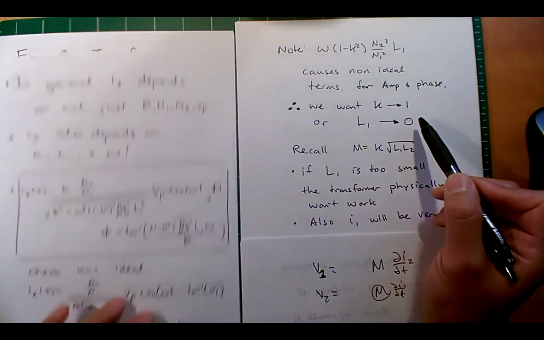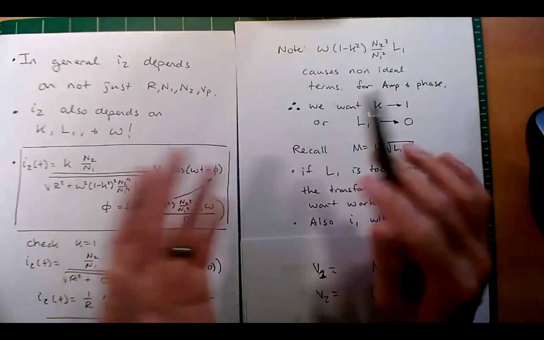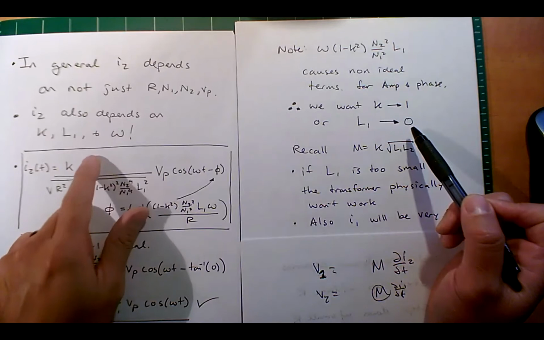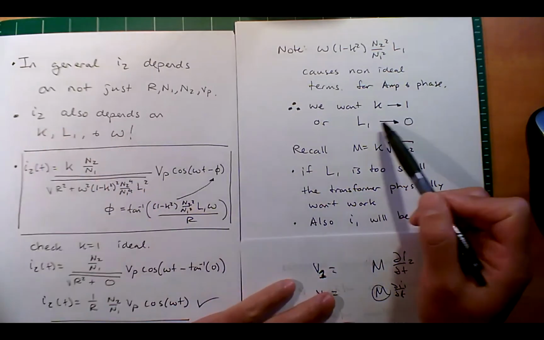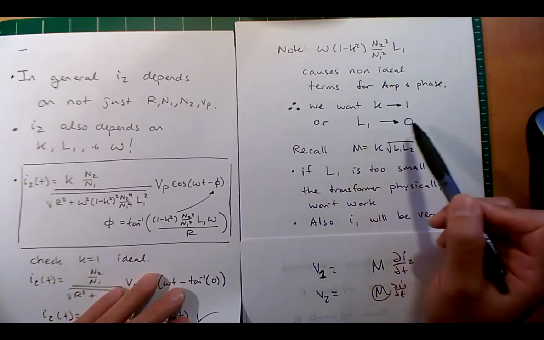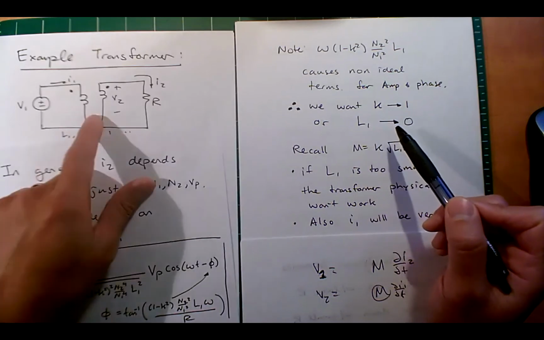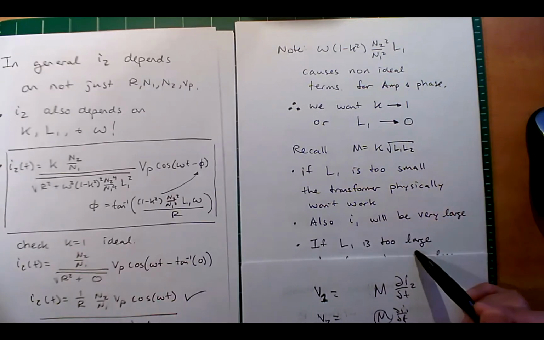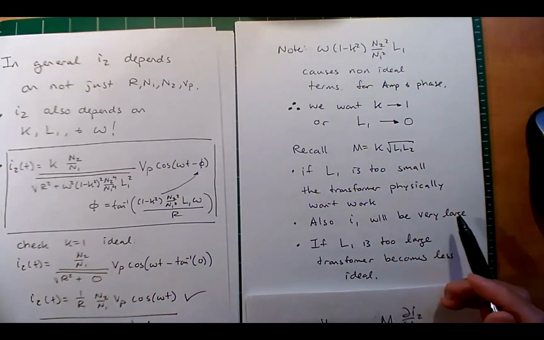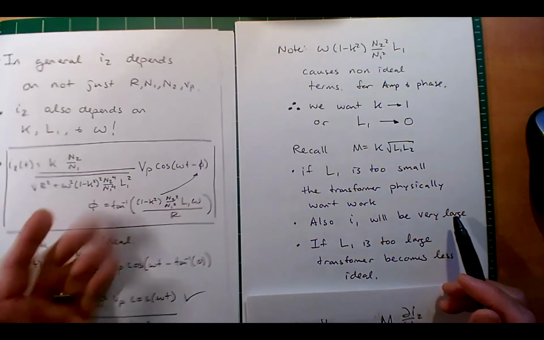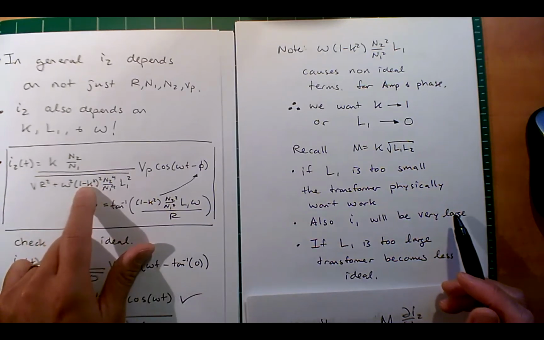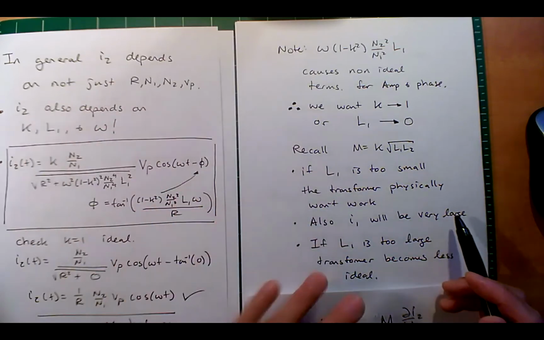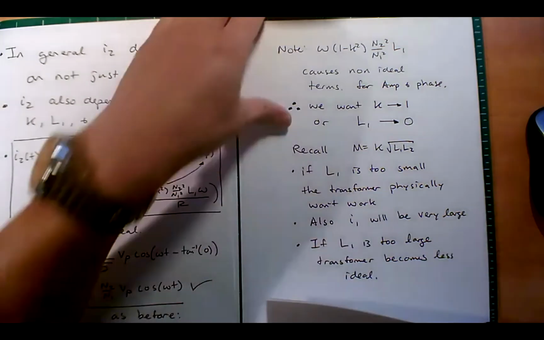So with L1, like in all engineering, you have this kind of competition. Sure, if I want a good N2 over N1 behavior, I need L1 small. But we also know that if L1's too small, the transformer just doesn't work in general, and I get crazy currents in here, okay? Well, what happens if L1 is too large? If L1 is too large, the transformer becomes less ideal even if the coupling factor is close to 1. So that's the trade-off we're playing here. There's a sweet spot of L1.